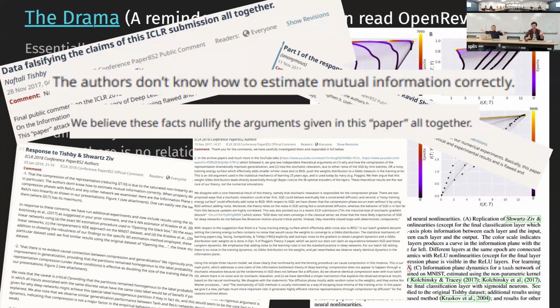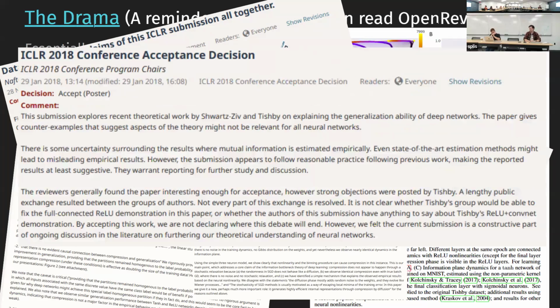I've definitely gotten mad at people on OpenReview, but you're always trying to be professional to some extent. This feels extremely non-professional. Well, that happens all the time. But the cool thing is that they got their paper accepted despite Tishby's very long diatribe saying that Saxe doesn't know how to estimate mutual information.